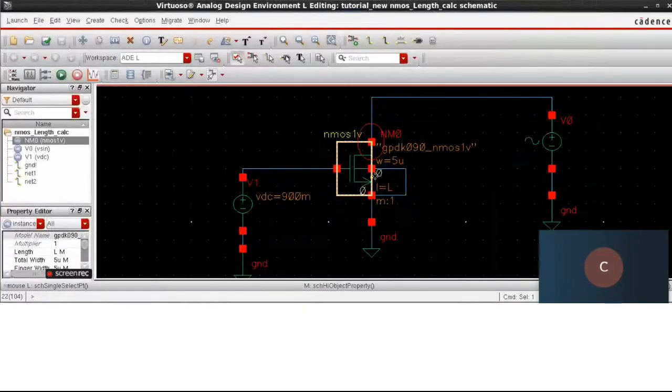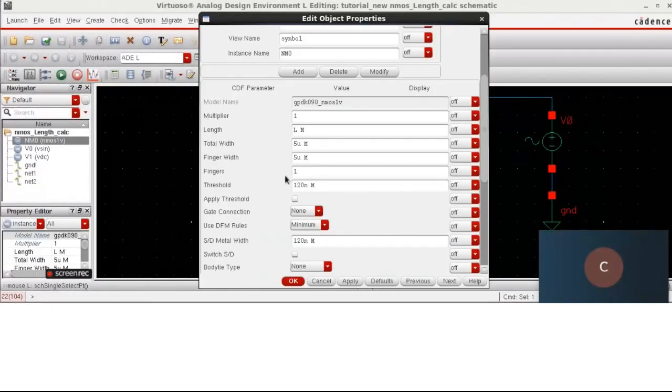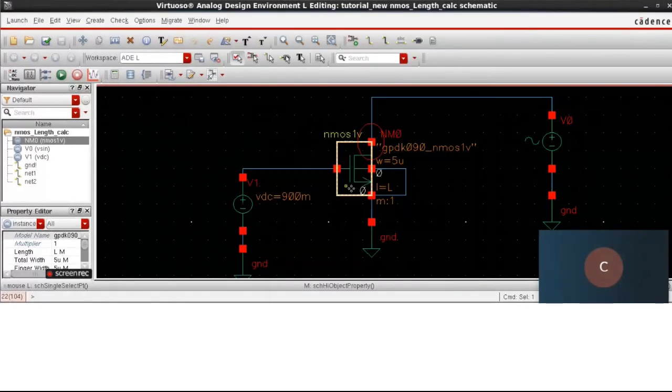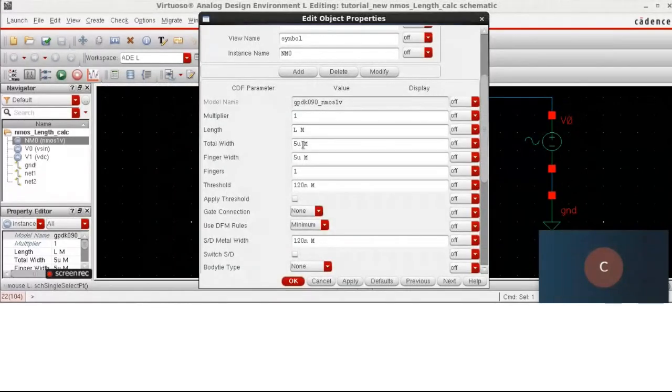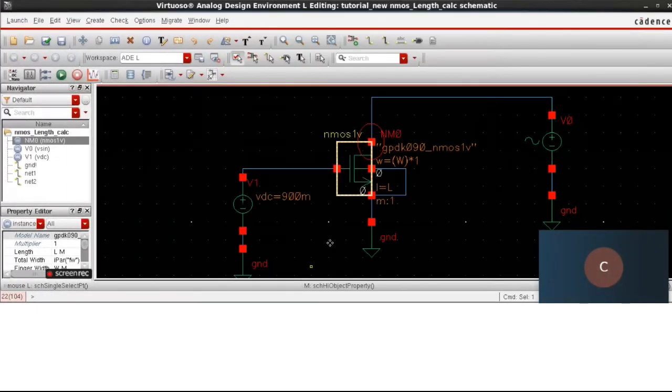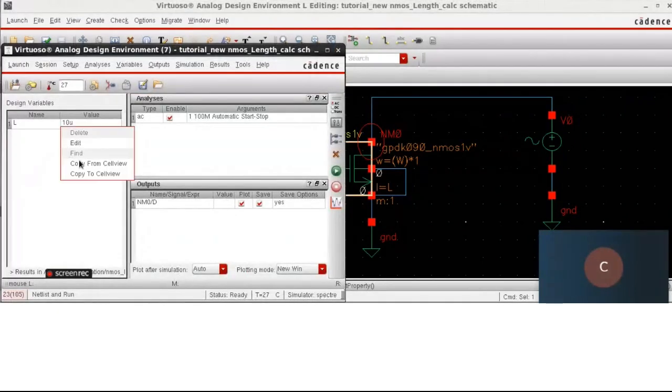So in the schematic, I'll change it to 10. In fact, to do this sort of experiment, I can even change the parametric value of W, since both W and L I have mentioned as parameters. Let's try to look into whether I will be able to achieve that, and I'll bring both.